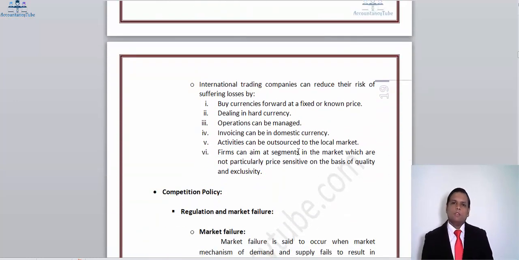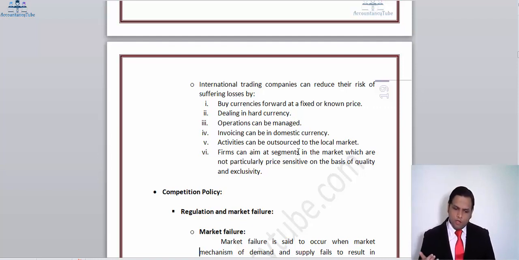Now, there are a number of ways through which the businesses can defend themselves from these effects. The first is to buy currency forward, at a fixed or known price. This basically includes forward exchange contracts. We'll be studying that in the second last chapter. It's an over-the-counter contract, which can be arranged with the bank. Then we've got dealing in hard currency. Instead of using our currency and their currency, for example, in our case, the US and Concordia, why don't we exchange in British pounds? In this way, none of the countries will gain an unfair advantage because of the currency differences.